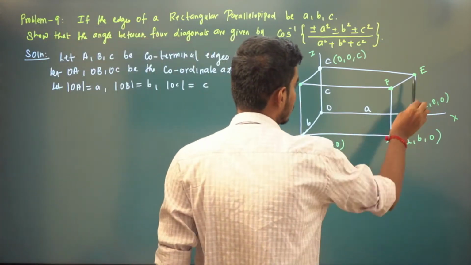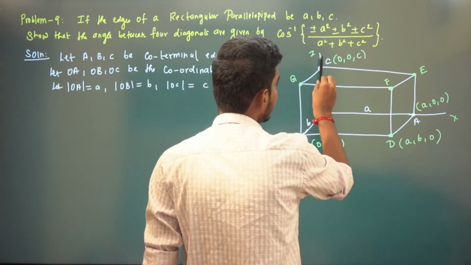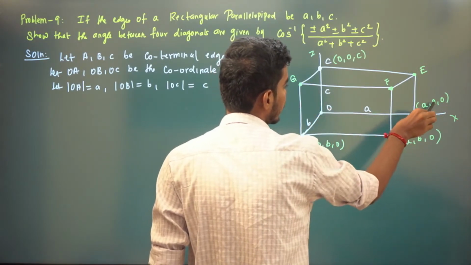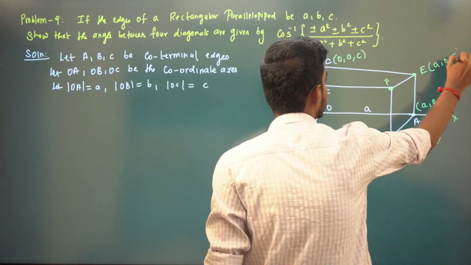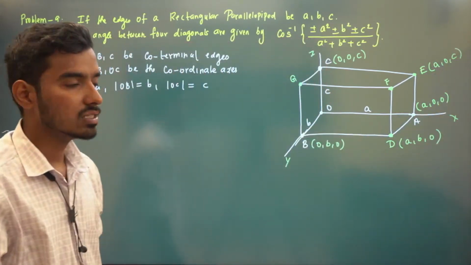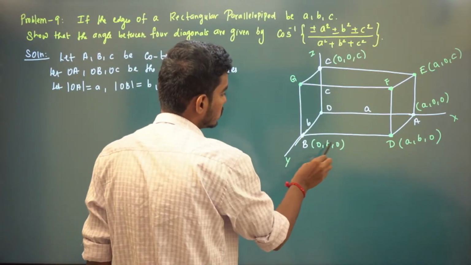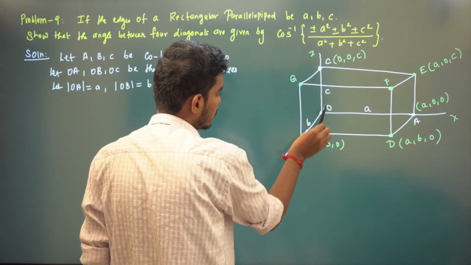Now, what about the point E? We are at (a, 0, 0), and we are moving in the z-axis, c units. So x and y will remain the same, and that point will be (a, 0, c). And what about the point G? We are at (0, b, 0), so we are moving in the z-axis c units.